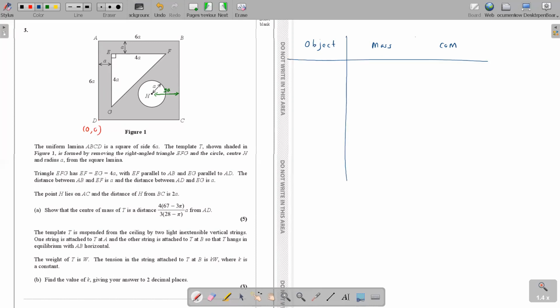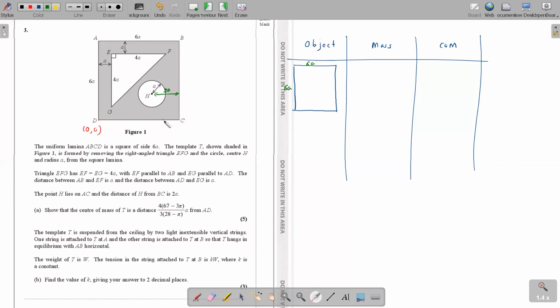So the first object is the square lamina, which is 6a by 6a. How do you consider the mass, children? Do you remember in these kinds of 2D objects, when they don't give you a weight, what do we take as the mass? I've told you what you should use. The area, right? Very good.